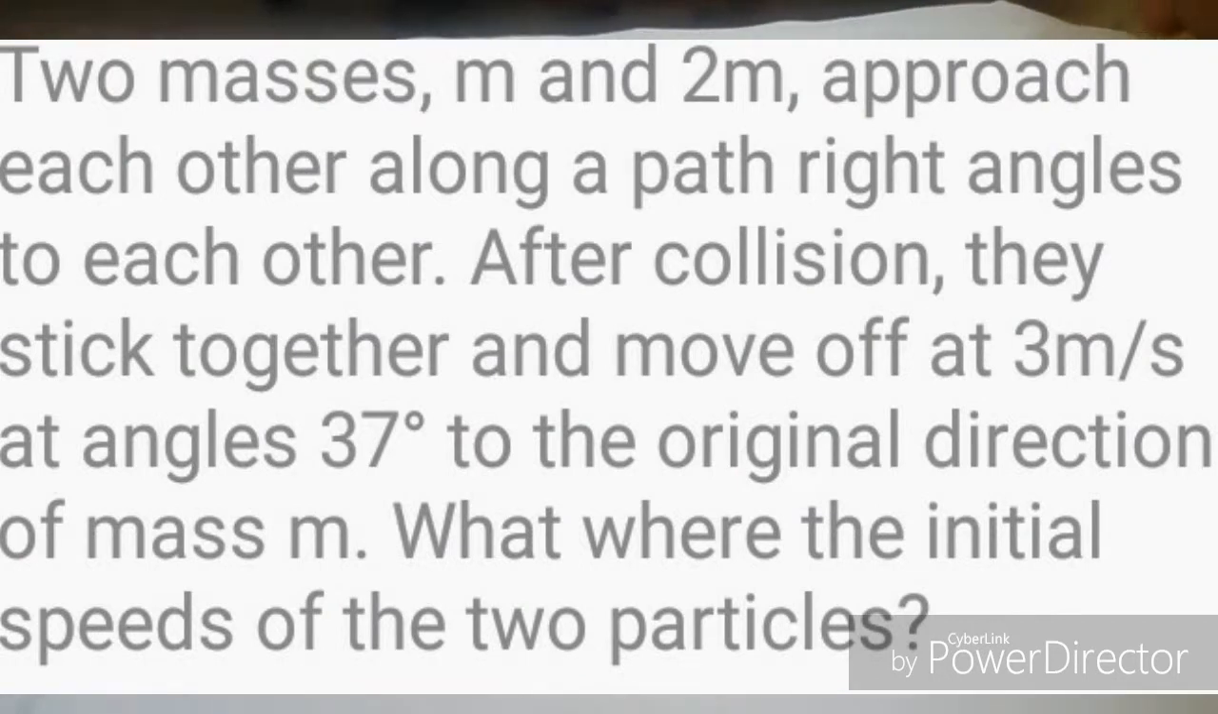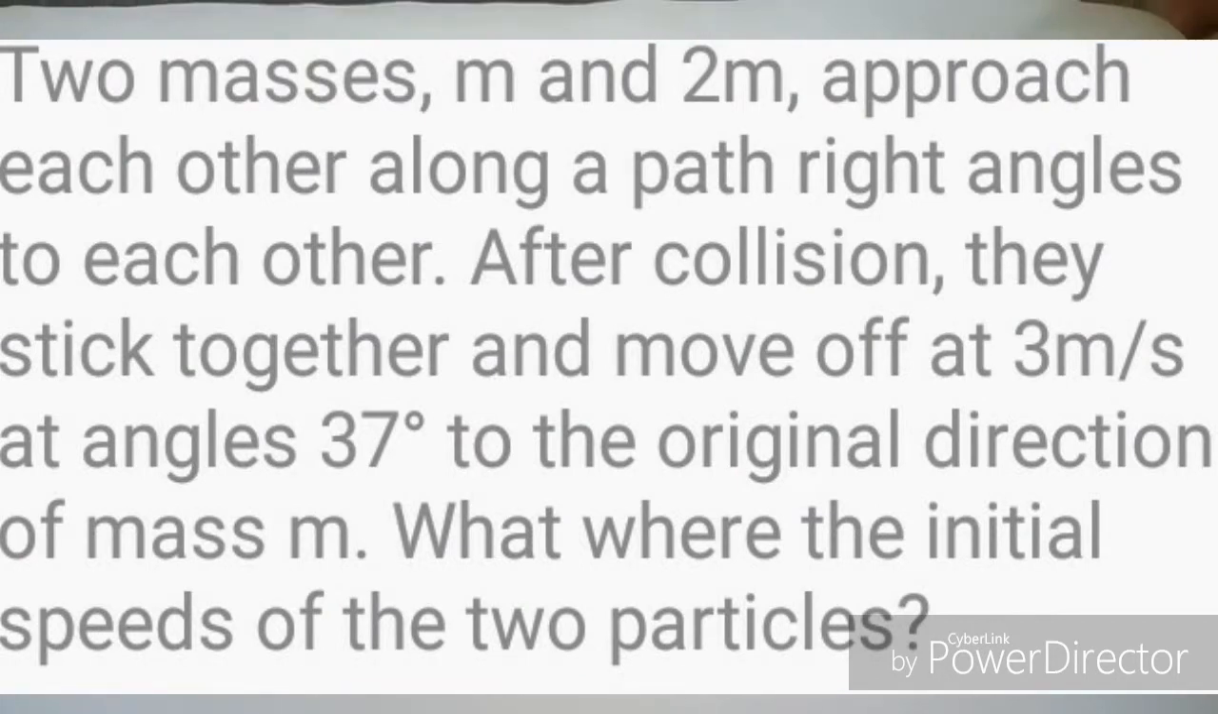So let's read the question together. Two masses M and 2M approach each other along paths at right angles to each other. After collision, they stick together and move off at 10 meters per second at an angle of 37 degrees to the original direction of the mass M. What were the initial speeds of the two particles?